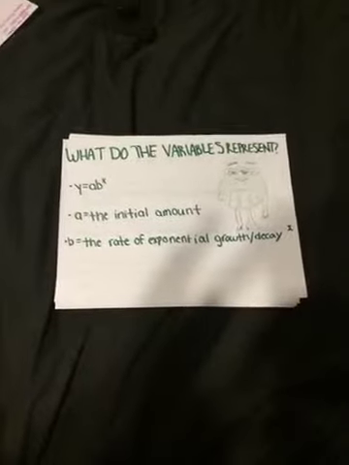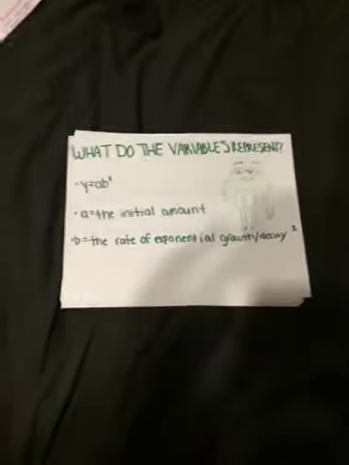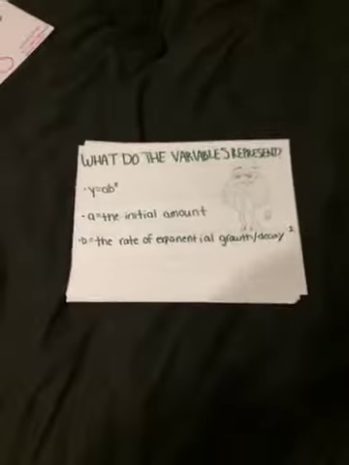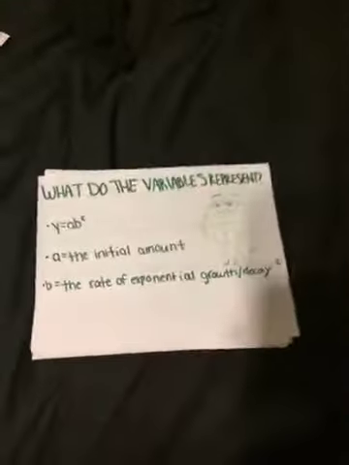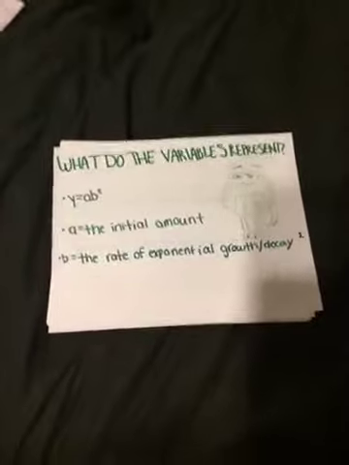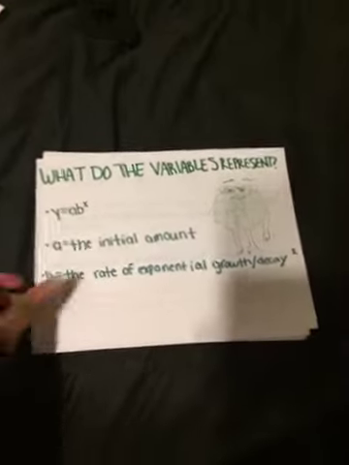What do the variables represent? The basic equation is y equals a b to the x, a being the initial amount and b being the rate of exponential growth or decay, and x being the amount of years that the growth or decay is given.